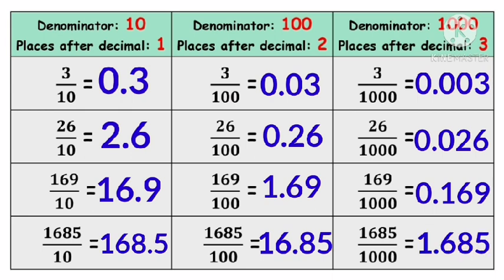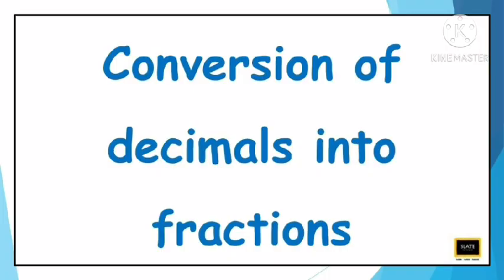1.685. Now, if you observe all these examples, in each case, the number of places after the decimal is the same as the number of zeros in the denominator. Yes. Now, let us see the exactly opposite of this. Conversion of the decimals into fractions or decimal fractions. To convert decimals into fractions, we have to follow these steps.